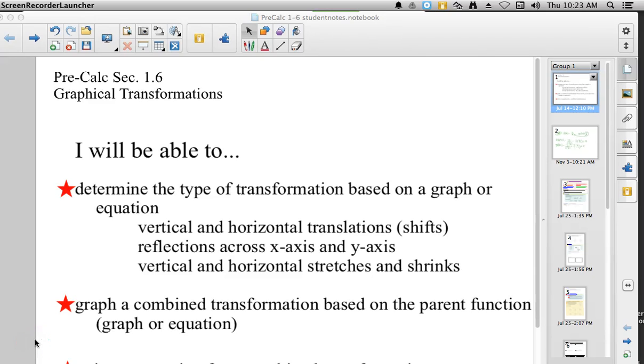Please take a look at your objectives here for section 1.6. This is going to be a 2-day section. By no means will we get to all of this. It's an advisory schedule today, and we went over your tests, so that's okay. We don't have tons of time to get through everything that we need to get through.